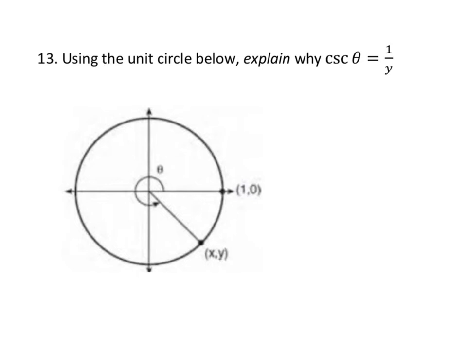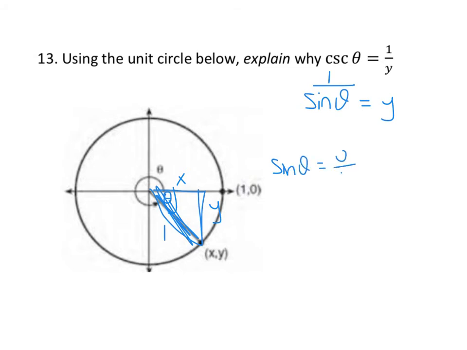They're asking you to use the unit circle to explain why cosecant is 1 over y. You should have memorized that cosecant is 1 over sine theta, and we know sine theta is y. So we're just going to explain this in words. You can use the unit circle by making a picture and labeling this 1 because it's a unit circle, and then this is x and this is y. If this is your theta reference, then sine theta, which is opposite over hypotenuse, is y over 1, because the side opposite this angle is y and the hypotenuse is 1. So this shows that sine is y.